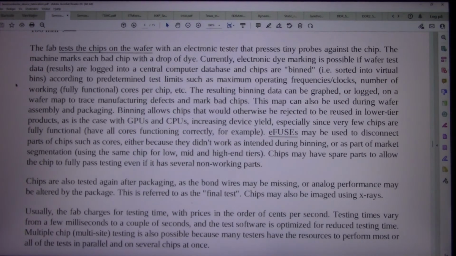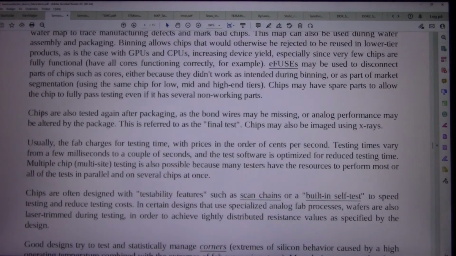The resulting binning data can be graphed, or logged, on a wafer map to trace manufacturing defects and mark bad chips. This map can also be used during wafer assembly and packaging. Binning allows chips that would otherwise be rejected to be reused in lower-tier products, as is the case with GPUs and CPUs, increasing device yield, especially since very few chips are fully functional, with all cores functioning correctly.